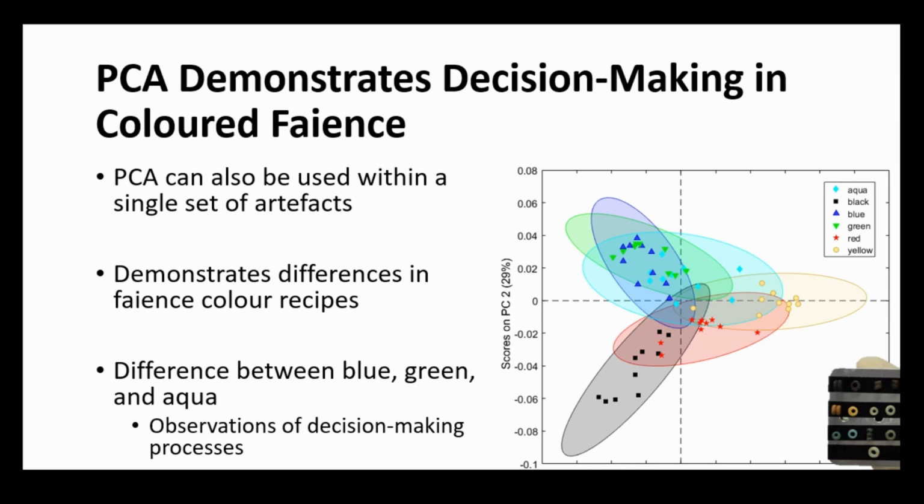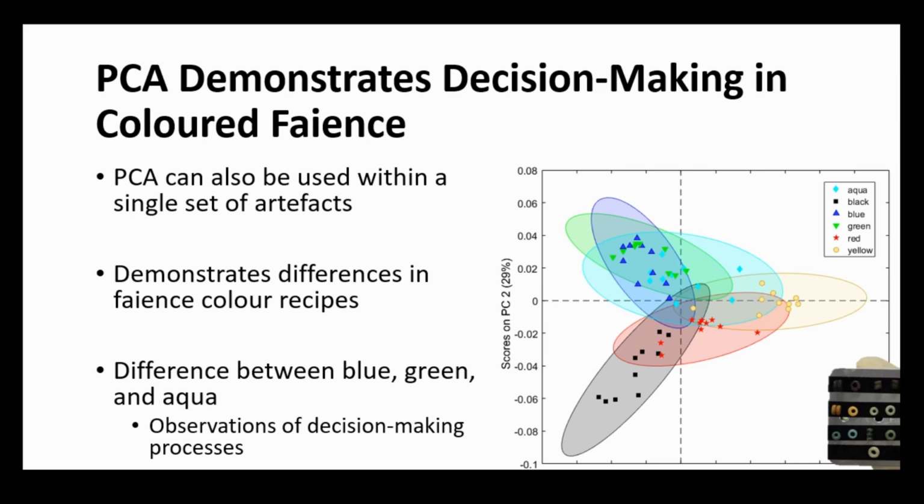So just to quickly demonstrate how we can use PCA, I looked at different coloured faience beads, something that would have been attached on a mummy, all different colours. So it was a single set as opposed to a large database of just random pieces. It was probably within one mummy. And what we can see is that the black looks like black, red looks like red, yellow looks like yellow. Blue and green samples look quite similar, and aqua is also quite similar. However, the aqua does look a little different from the blue and the green.